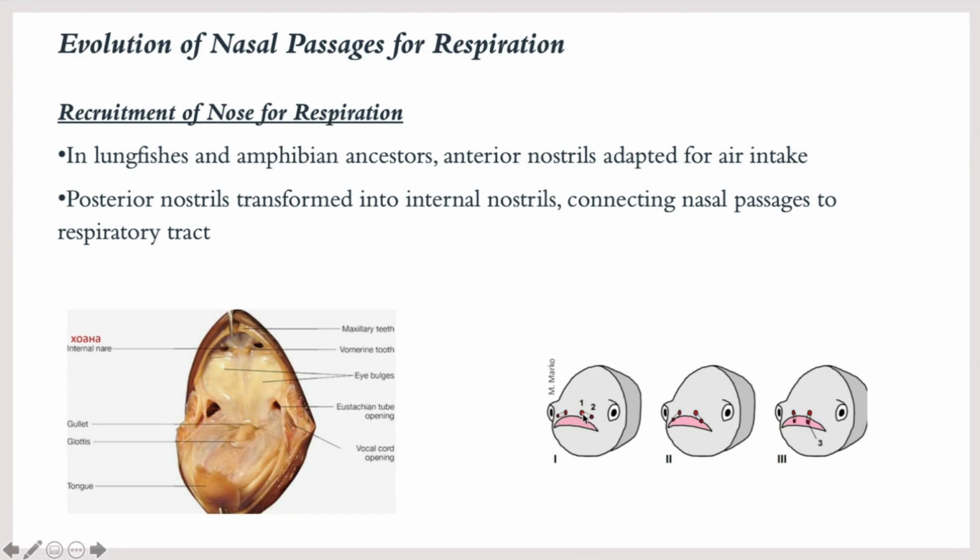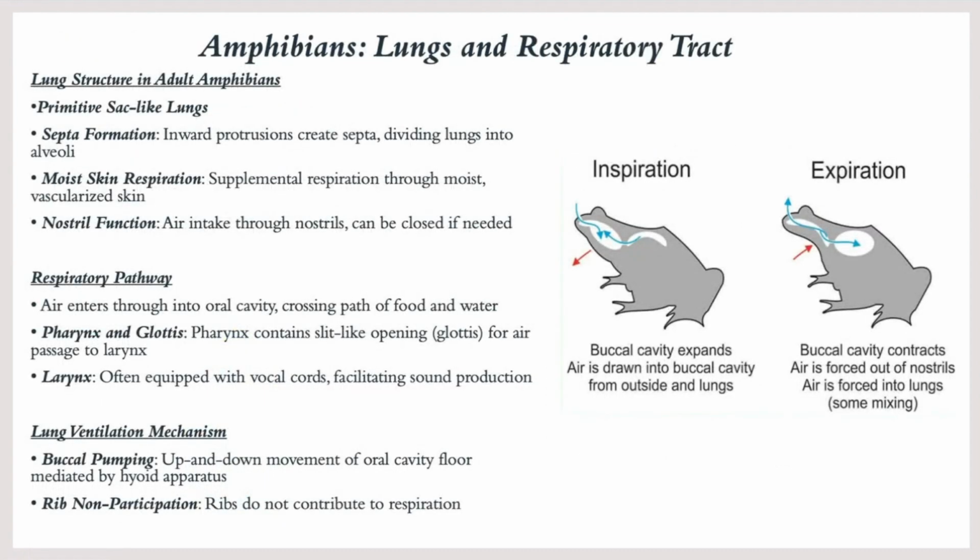Okay, so they moved from being at the front of the face, on top of the mouth, to actually coming into the inside of the mouth. So this connected the nasal passages to the respiratory tract and made it possible for them to breathe through their nose, through their nostrils. Now the adult amphibians, they've got primitive sac-like lungs.